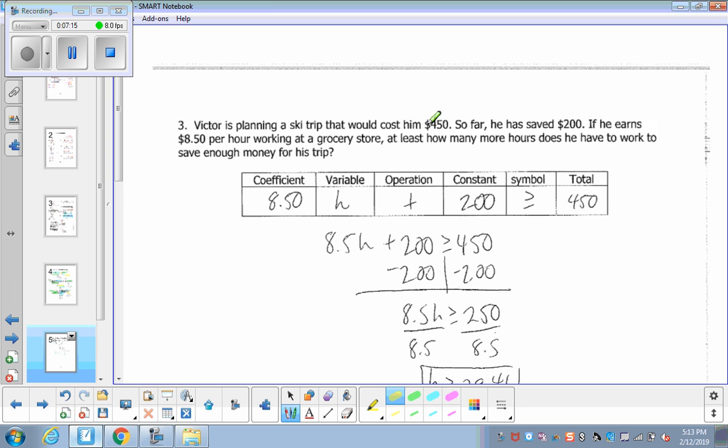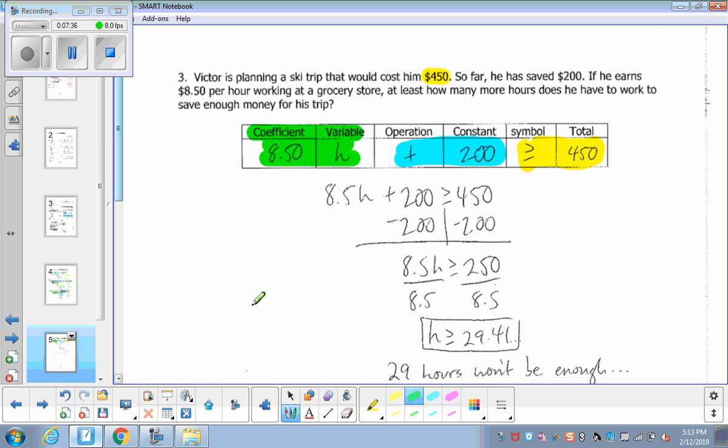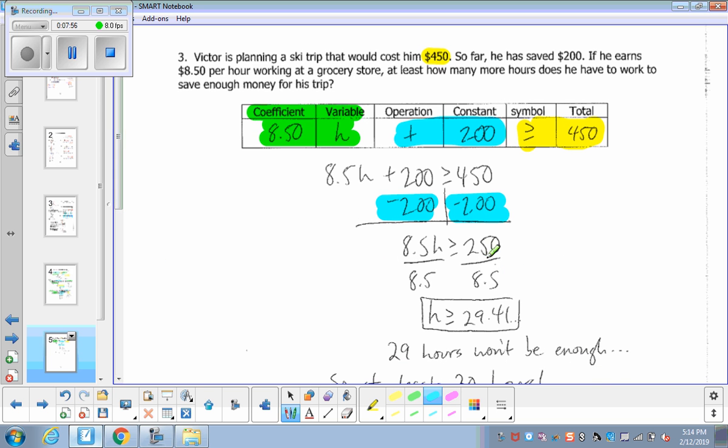So once again, we're trying to raise $450. And all of the money that we're making over here can be more than or equal to that $450. Now, he's already saved the $200. All right, we've already got that part taken care of. And he's going to earn $8.50 per hour working. So when we solve, we're going to subtract that $200 that we've already saved. Now that $450 minus the $200 means that Victor only has $250 left to save for his ski trip. If he's going to make $8.50 per hour, we can divide both sides by the $8.50, and we're going to get a decimal in the calculator.